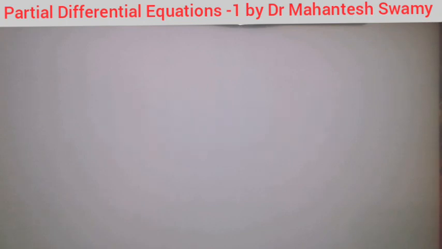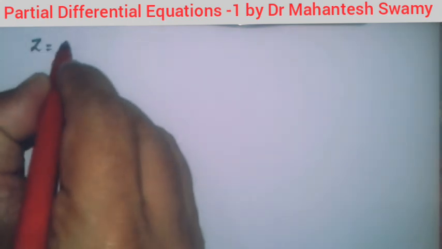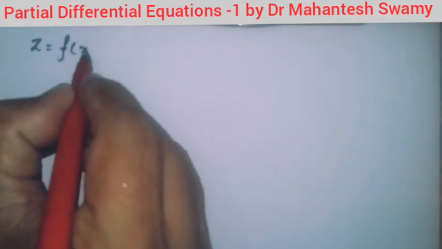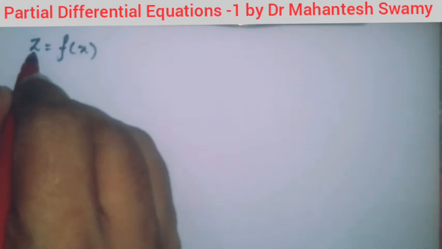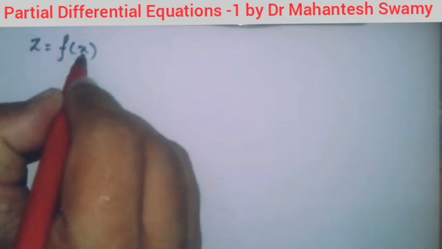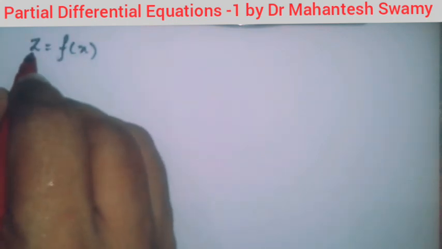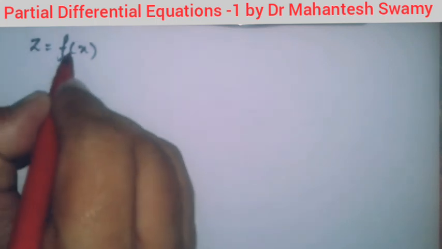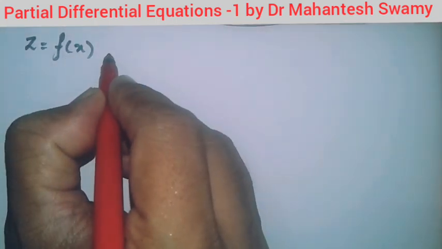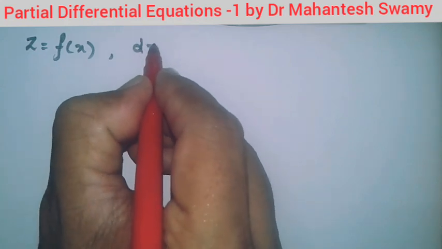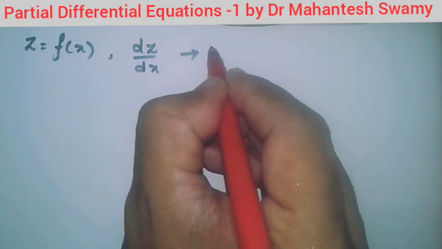So we note that when z is a function of a single independent variable x, then we can observe the change in z with respect to a single independent variable x. Therefore, we can have the rate of change of z with respect to x, and thereby we will be having the derivative denoted as dz by dx and call it the ordinary derivative.